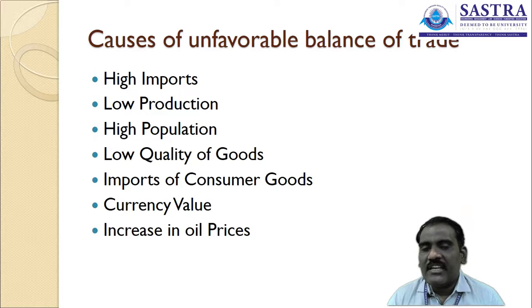The second is low production in the home country. They don't have many production units, or the manufacturers are not manufacturing the product to the requirements of the customers, or the products are not available in the market to meet the demand. So the supply does not reach the level needed to meet the demand, which we consider low production, and it also creates an adverse situation in the balance of trade. And the third is high population. The population is increasing in that particular country, which is also an adverse situation.